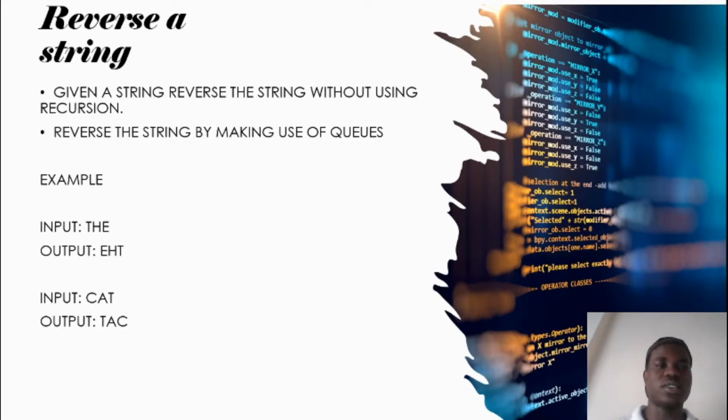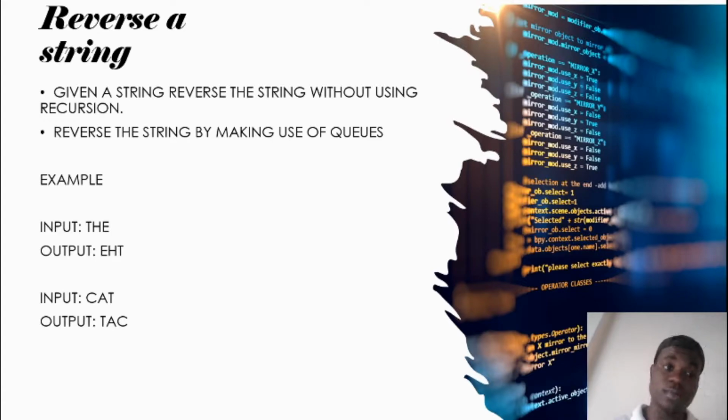Questions on stacks and queues. The problem in hand is reverse a string. The problem statement says, given a string, reverse the string without using recursion. Reverse the string by making use of queues. Example, TEH, EHT, that should be our output. And CAT should give us TAC.